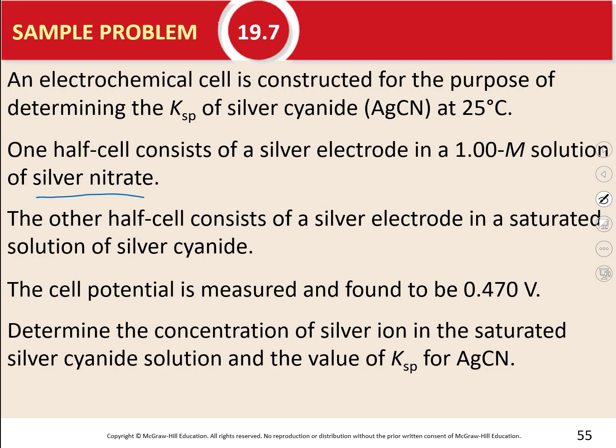We know that we have made our silver nitrate solution to be 1 molar. And then the silver cyanide, we don't know what its concentration is. That's what we're looking for. What is the concentration of the unknown? We measure the cell potential across this concentration cell and find it to be 0.47 volts. The question is: determine the concentration of the silver ion, and then from that calculate the value of KSP for silver cyanide.